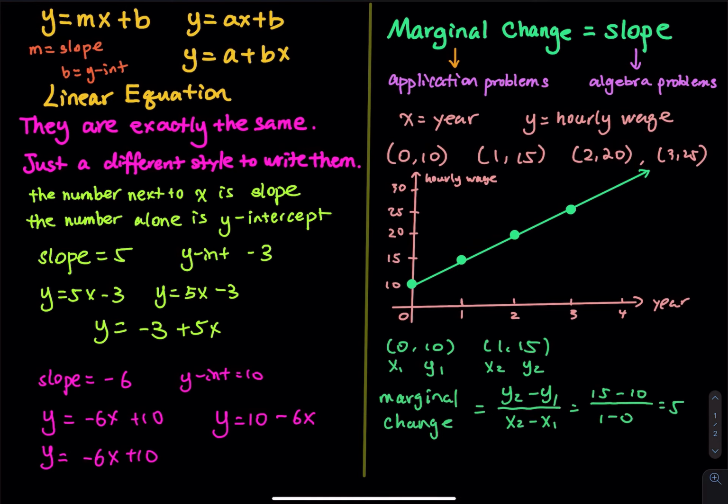What does the 5 mean? The 5 means the slope is equal to 5. The marginal change is equal to 5. That means I get an additional $5 per year.